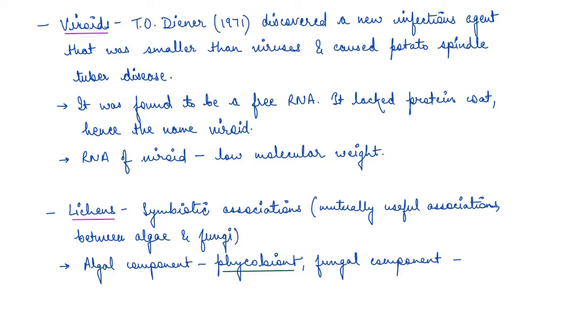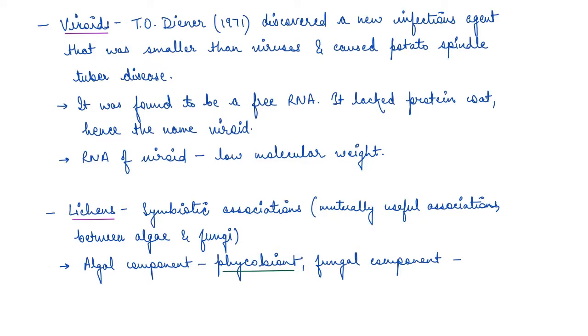Now the last one is lichens. Lichens are nothing but a symbiotic association. Now it can be between algae and fungi. Okay, so what is a symbiotic association? It is nothing but mutually beneficial. So in this case, algae and fungi both benefit each other in some way. Now the algal component is known as phycobiont and the fungal component is known as mycobiont.